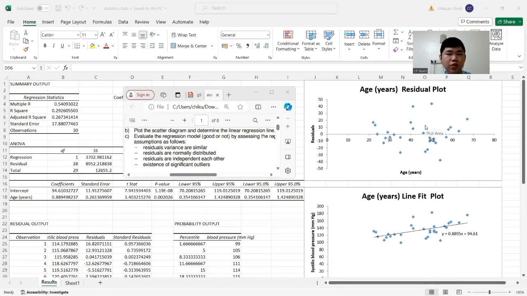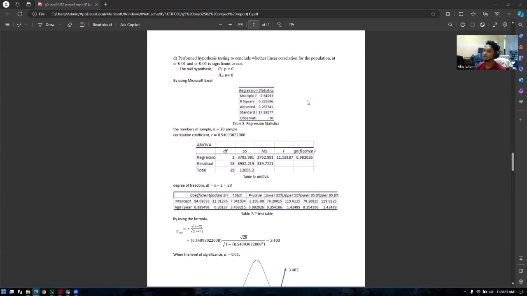From this residual plot, we know that it is a good regression model because it fulfills the four assumptions. First, the residual variances are similar; residuals are normally distributed; residuals are independent of each other; and there is no significant outlier. Okay, question D.